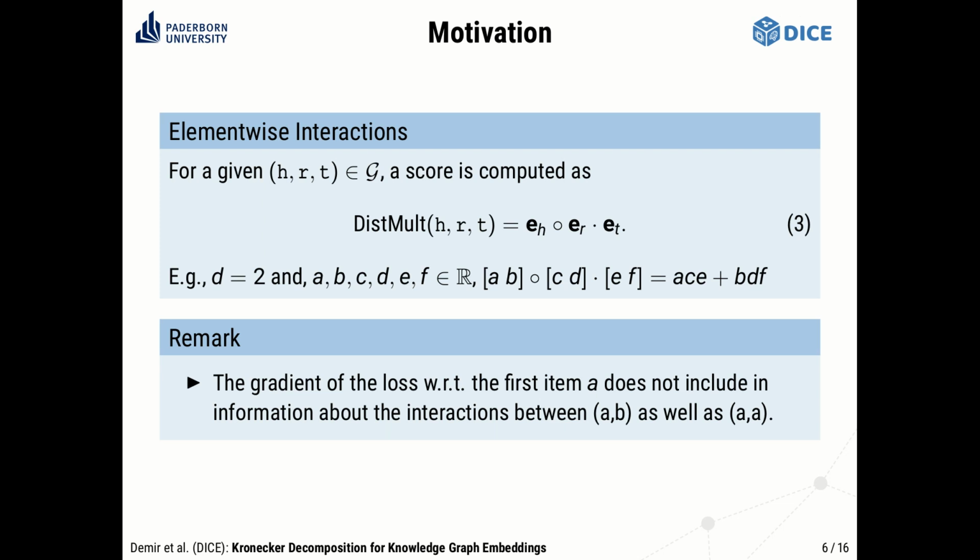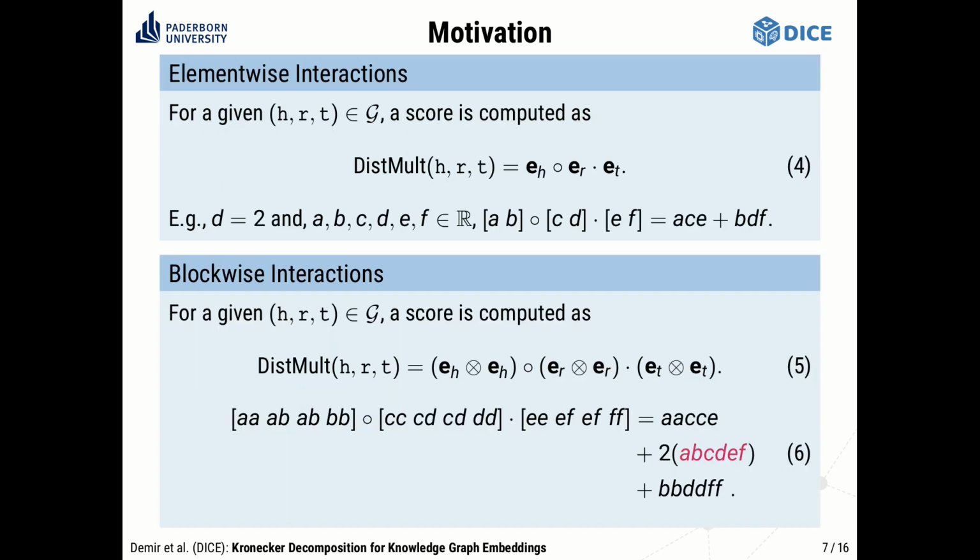The important part is that the gradient of the loss with respect to the first item in the head entity, namely A, does not include information about the interaction between A and B, as well as A and A, so itself. There is no information between its neighboring features in the head entity embeddings, as well as itself. Now we ask ourselves the following question: would it be possible to capture these interactions without increasing the parameter demand?